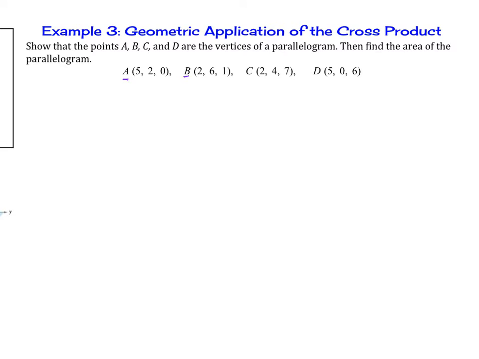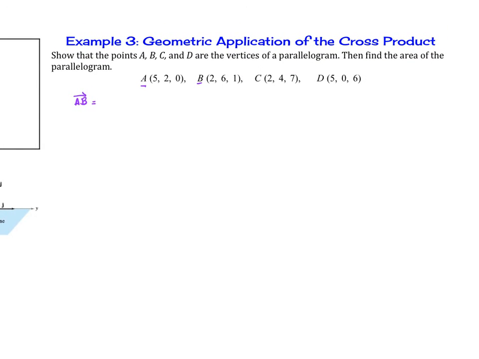So let's find vector AB. Remember, to do that you multiply the terminal minus the initial. So terminal is B because we named that last, and then minus the initial A. So you can do it this way. B is our terminal, so start there. 2 minus 5 times I plus 6 minus 2 times J plus 1 minus 0 times K. So this simplifies to negative 3I plus 4J, and then plus 1 minus 0 is 1, so plus K.